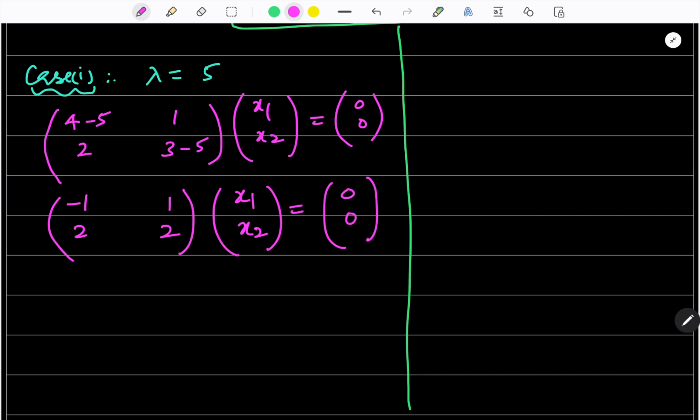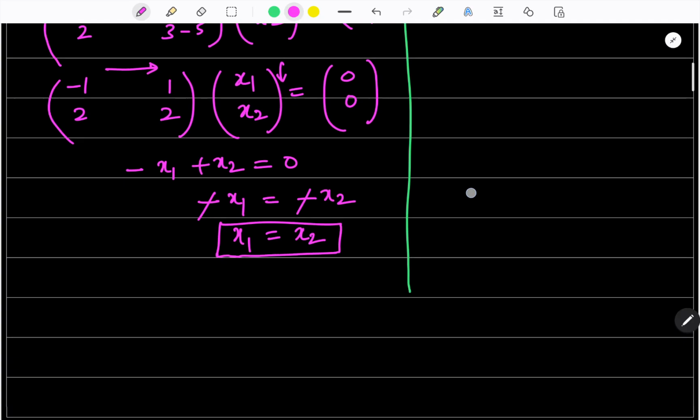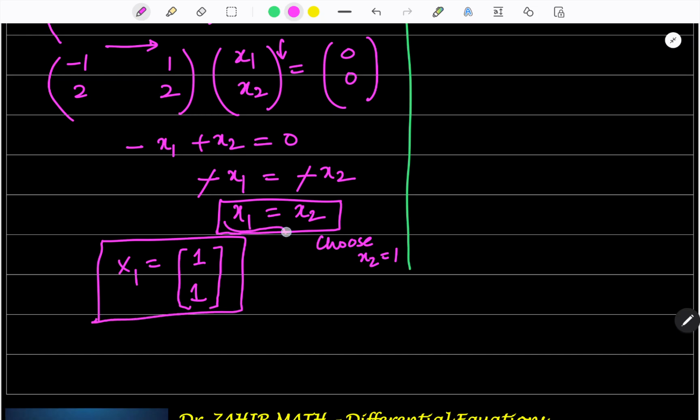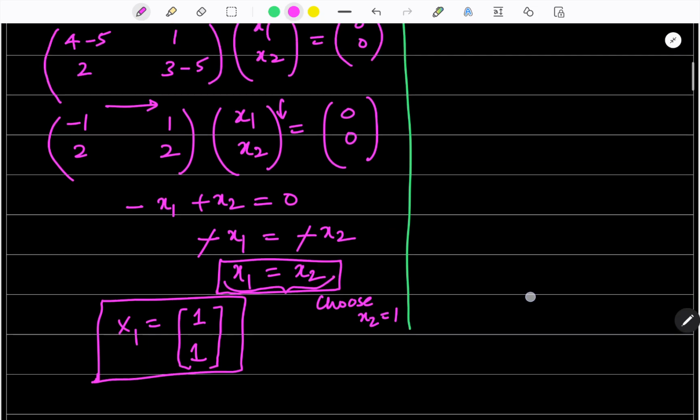I told you most of the time in a 2 by 2 matrix, you will always get identical equations, and I ask you to take the first equation only. So first row, first column: minus x1 plus x2 is equal to 0. I told you always to find x1. So minus x1 is equal to minus x2. If you cancel the minus, you will get x1 is equal to x2. Same situation we came across in the last video also. So what will be your first eigenvector? If I choose x2 is equal to 1, x1 is also 1, because x1 is equal to x2. So we got the first eigenvector.